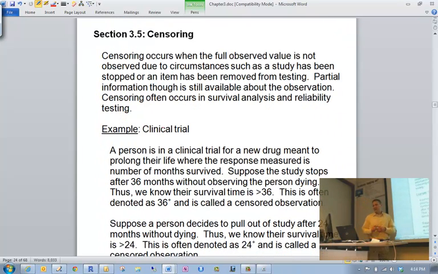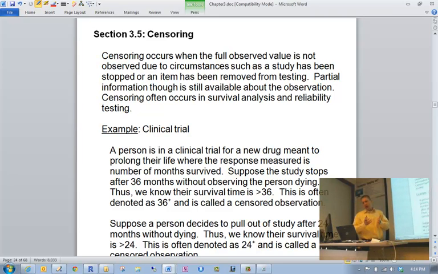Section 3.5, censoring. Well, censoring appears when you're dealing with survival analysis. It also occurs with respect to reliability analysis. Basically, survival analysis is often dealing with, let's say, survival times. Reliability analysis, in particular, we've actually seen one example with the air conditioning data. How reliable is the air conditioner on an airplane? That's reliability analysis.